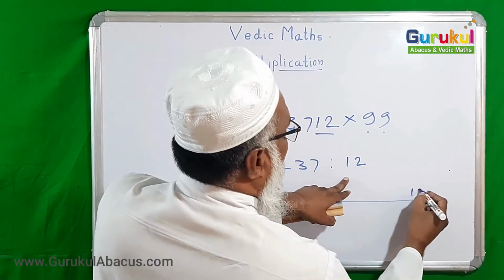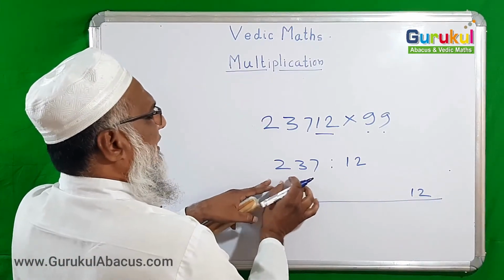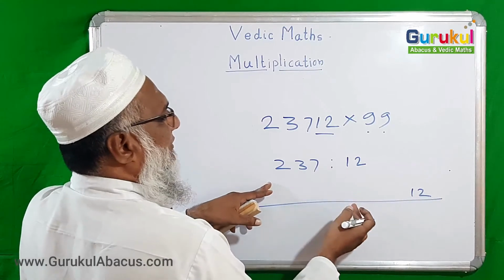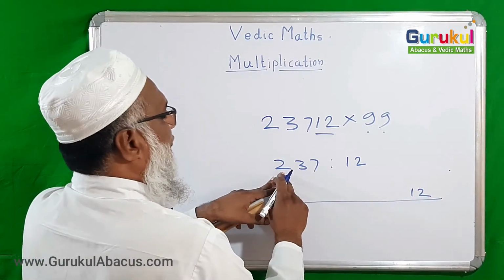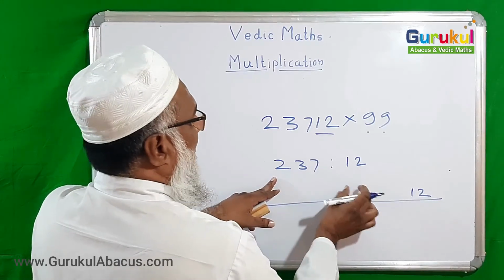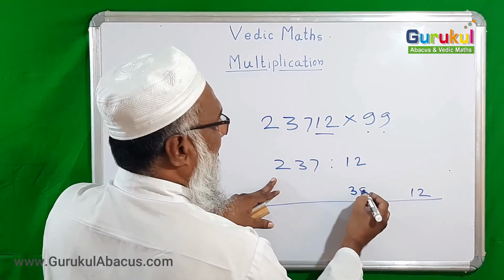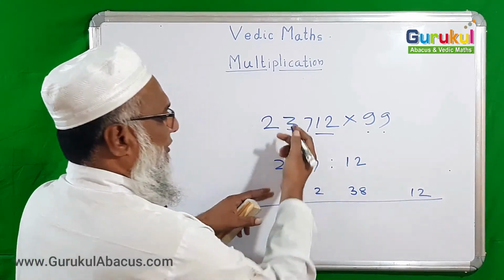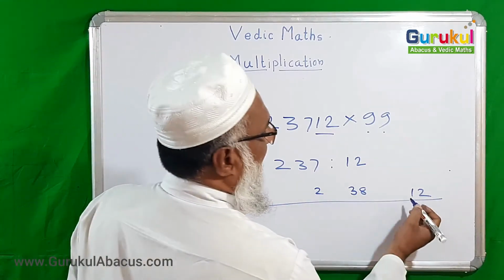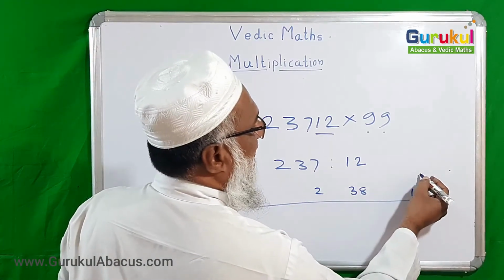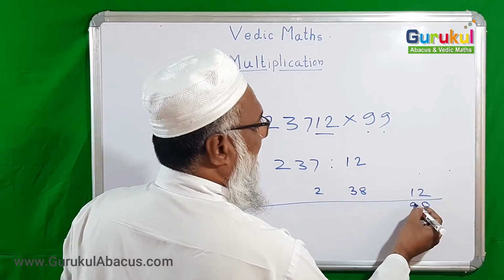So here 237 I wrote, colon 12, then here a line is there, then that 12 as it is I want to write here, and now this 237 I want to write here. So I should add 1, so it will become 238. Out of 238 I want to write 38 here and 2 here. That method you already learnt. Now subtraction is being started. It is to subtract from 100, so 10 minus 2, 8, 9 minus 1, 8.